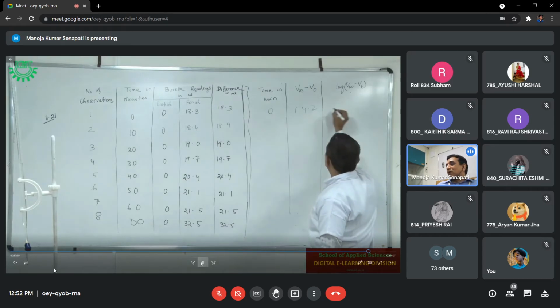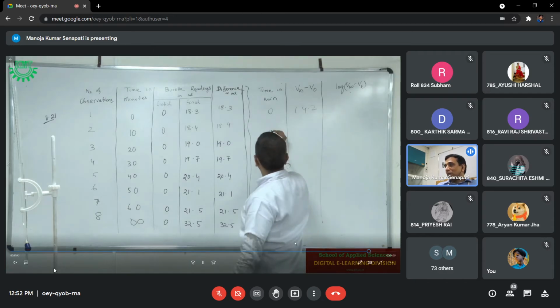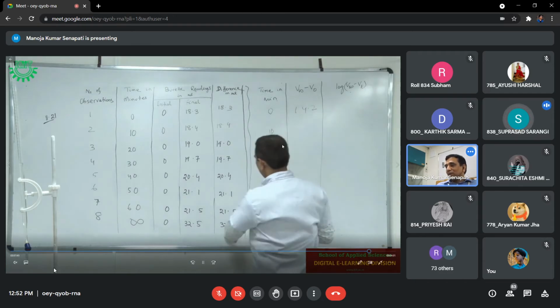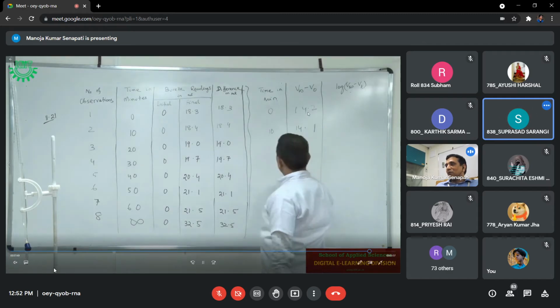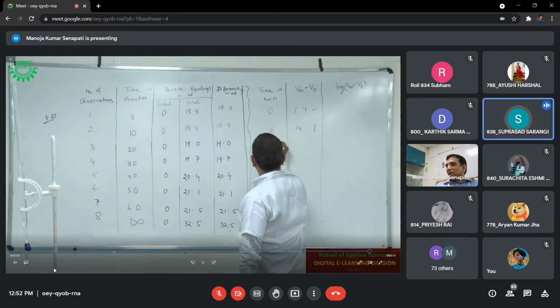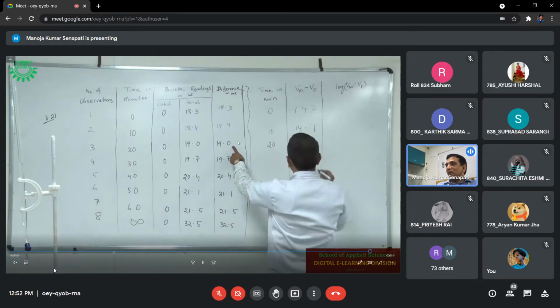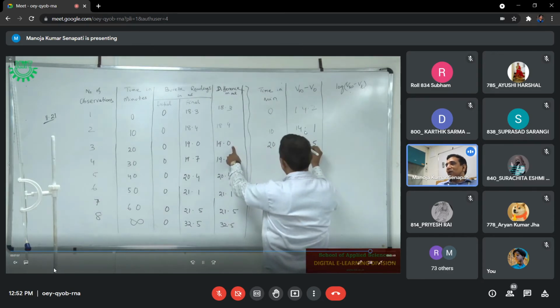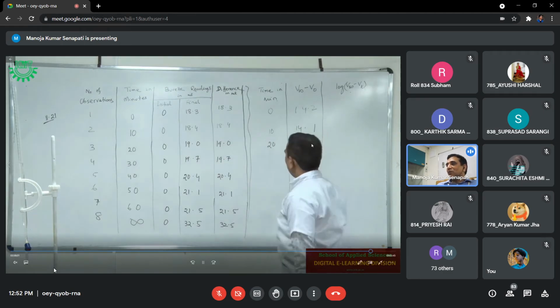And you have to take the log value, not the ln value. You have to take the log value of this one. Sir, what is the value of V infinite minus V0? Look, it is written, 14.2. Okay, sir. Then V infinite 32.5 minus 18.4, it is 14.1. Then at 20, it is 13.5.